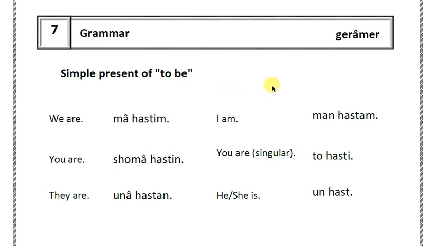Part 7, again, we have grammar, but it is simple present of to be grammar. So, I am simply means man hastam. Man hastam. I am. You are, singular, to hasti, e at the end. He or she, un hast. We learned ma, we, before. Ma hastim, we are. You are, the plural, shoma hastin, n at the end. They are, una hastan.